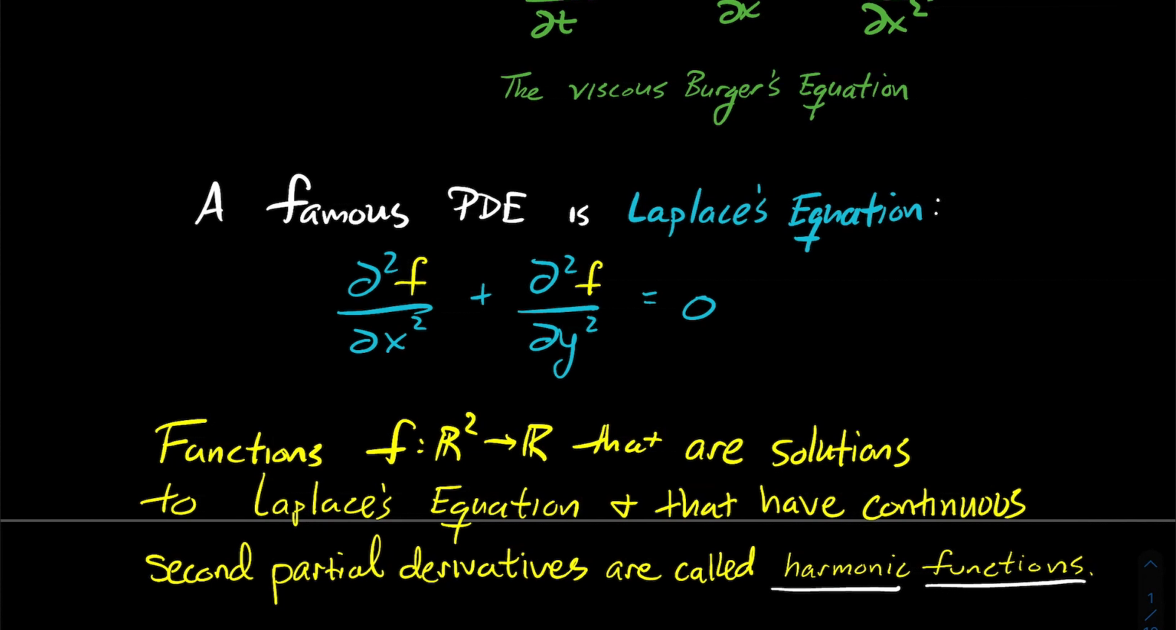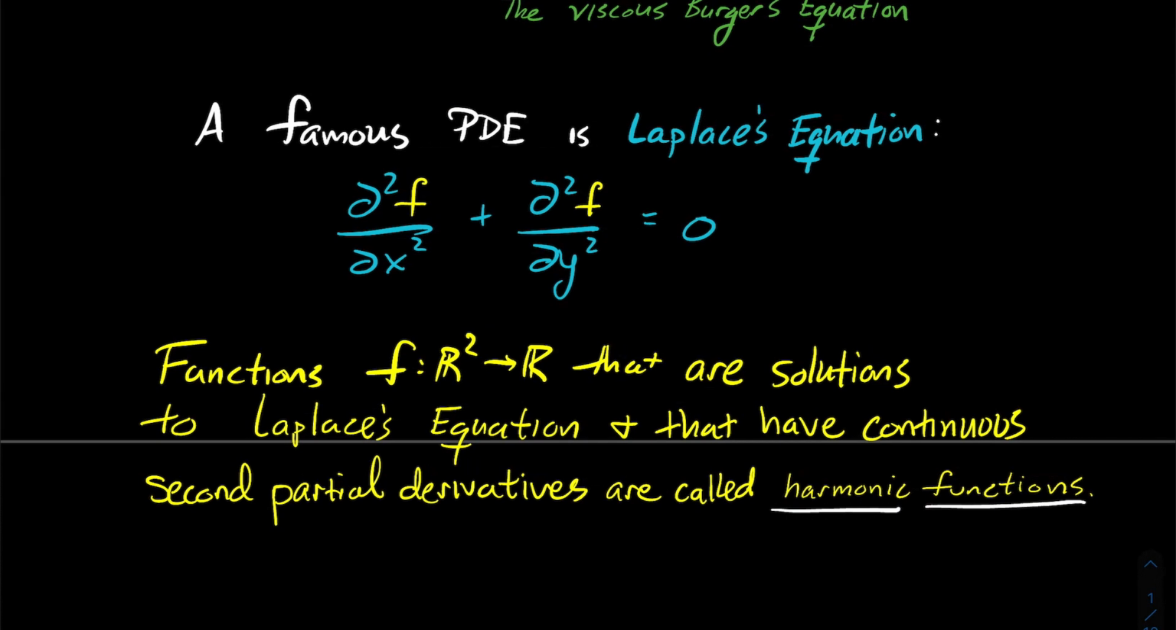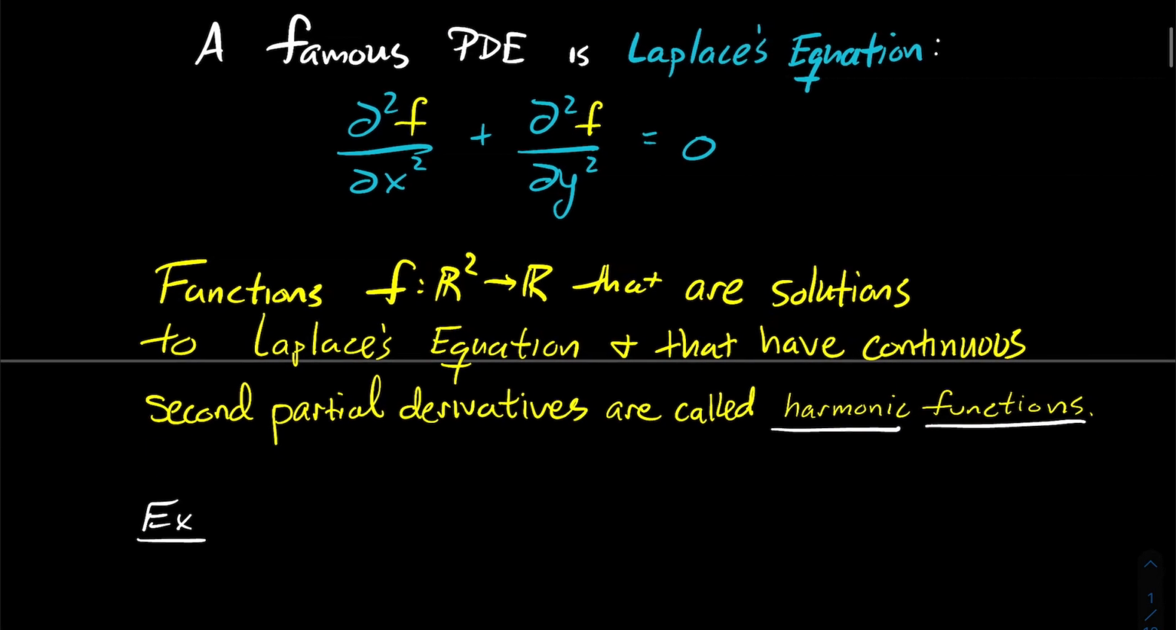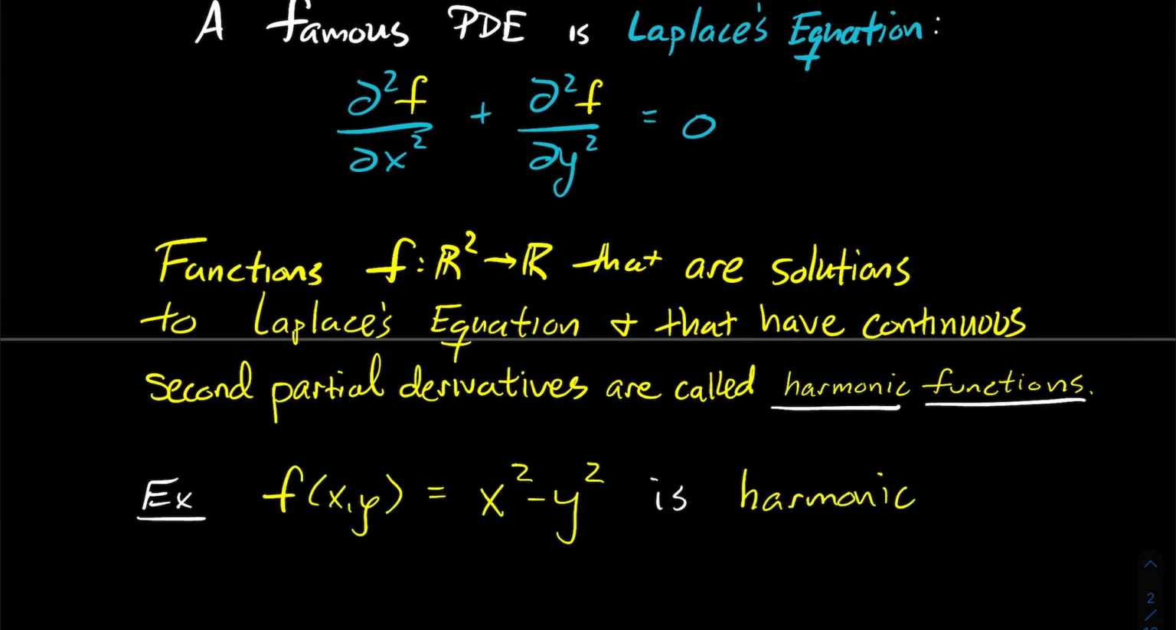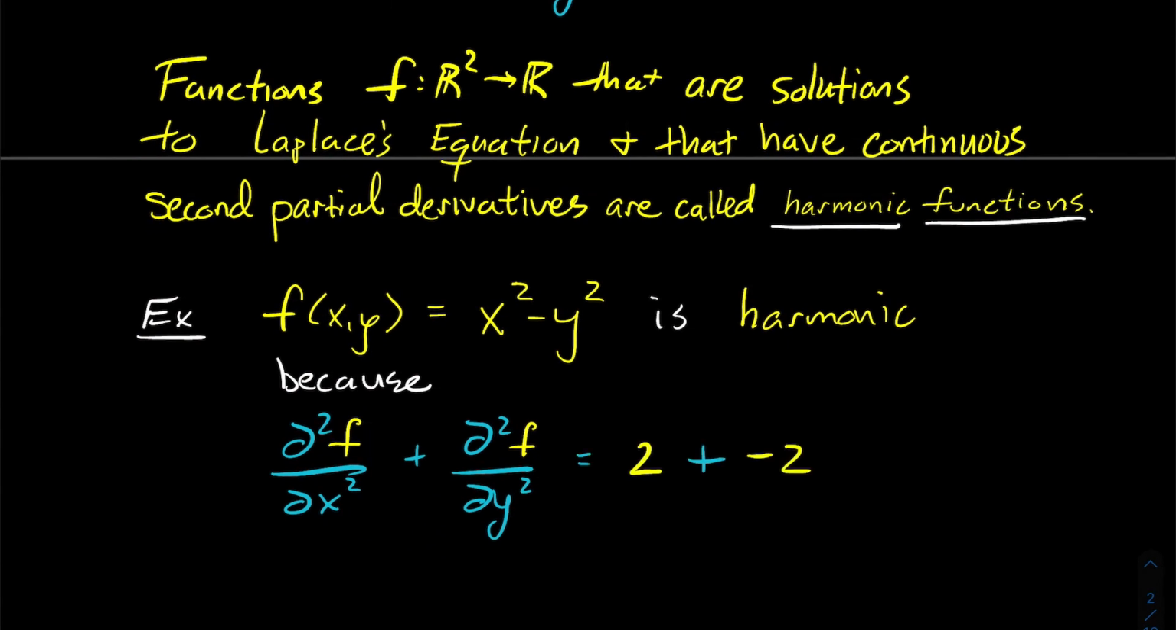So these two things, a solution to Laplace's equation and a function f that has continuous second partials, those are going to be what are called harmonic functions. And again, that's what we're going to look at in more detail in this video. So let me give you an example of a harmonic function. Something innocent from Calc 3, say f of x, y is x squared minus y squared. This thing's harmonic, so let's just check. When I take the second partials and add them together, do I get 0? Well, the second partial with respect to x gives me 2, and the second partial with respect to y gives me negative 2. When I add those together, yep, I get 0.